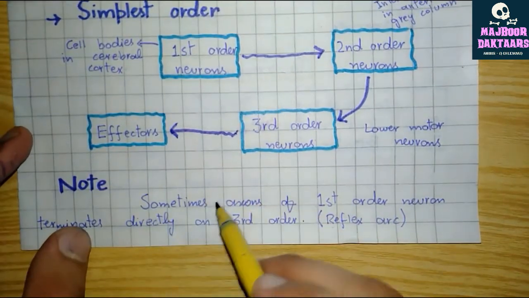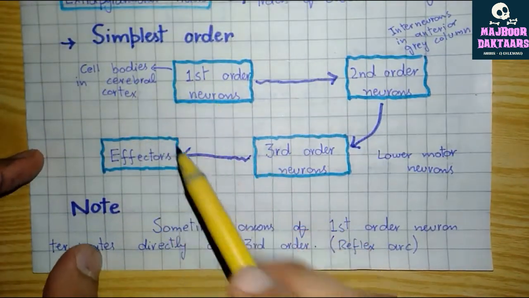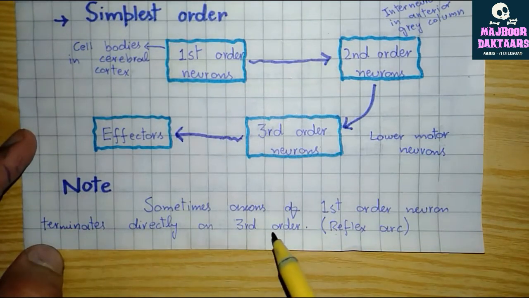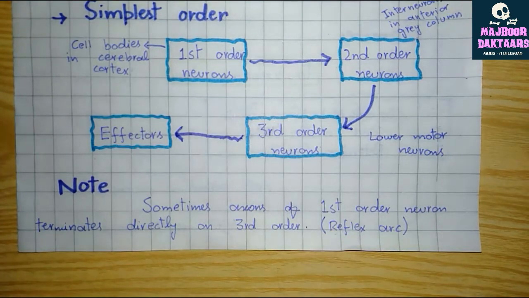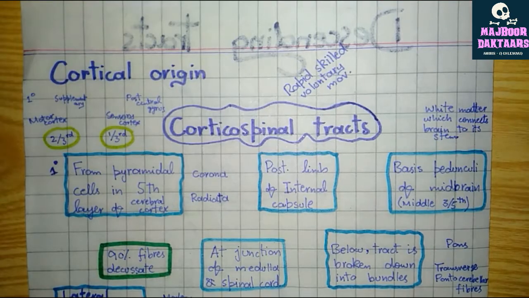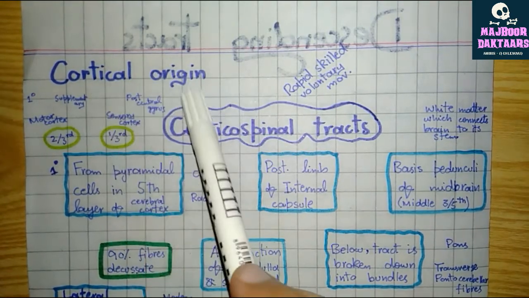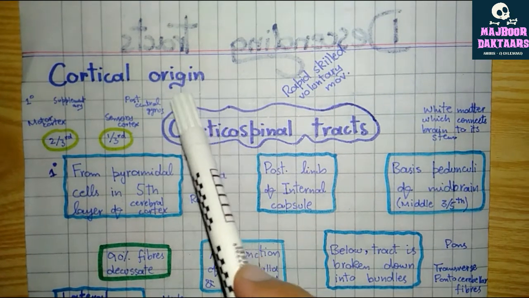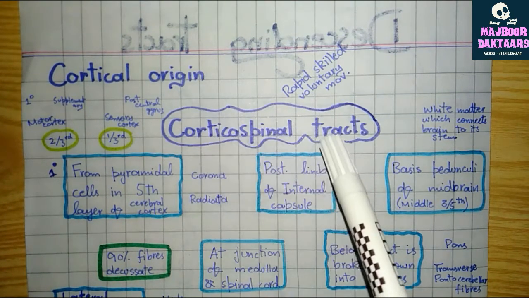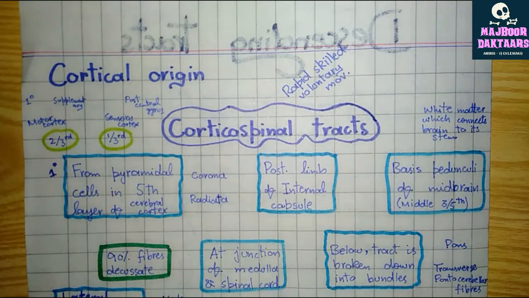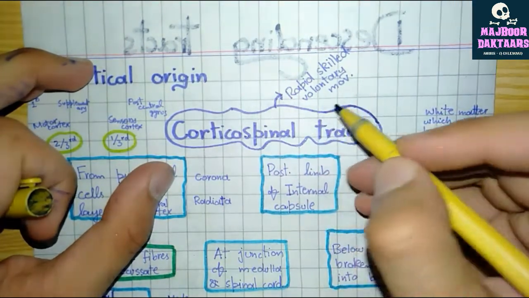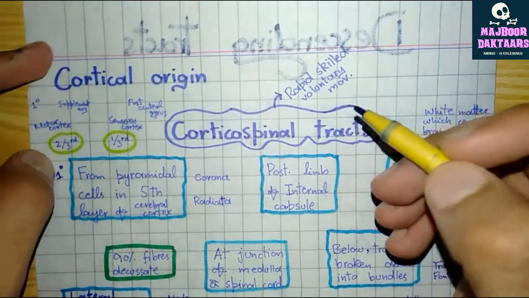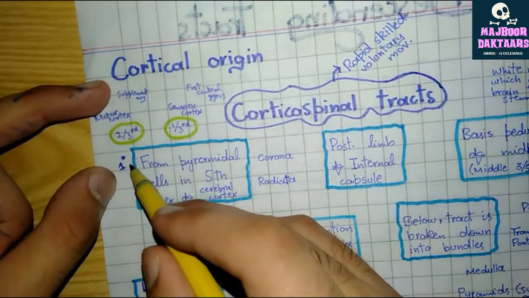Now, here's a note. Sometimes the axon of the first order neuron, from the cerebral cortex, may terminate directly on the third order neuron, which is the lower motor neuron in the anterior gray column. It is particularly seen in the reflex arc. Now, talking first about the tracts of cortical origin, we have an important one, that is the corticospinal tract. The corticospinal tract is involved in rapid, skilled, and voluntary movement, especially of the distal areas of the body. Now, they start from the primary neuron.